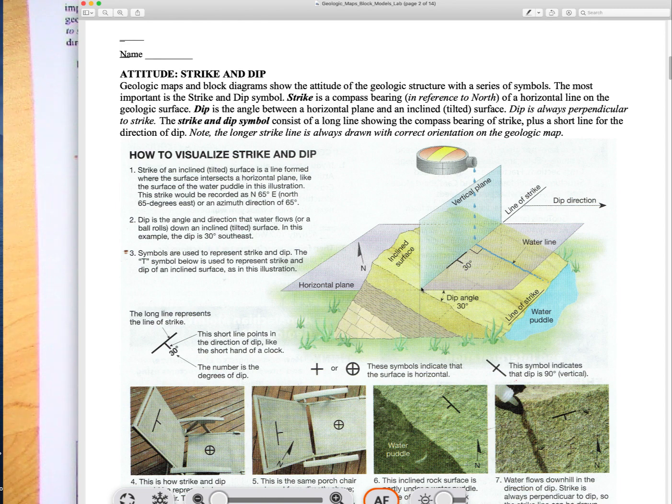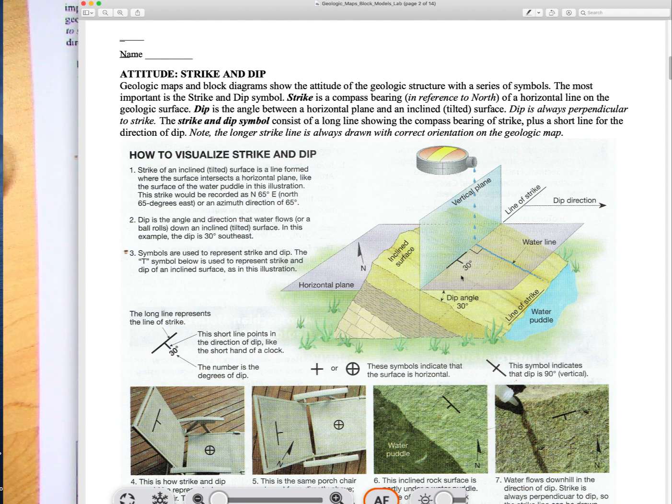And so the strike direction is a horizontal line. Here we have the water kind of ponding up against this formation, and that's going to be our horizontal line. So that's our strike line. And then you would measure it in reference to north. In this case, if north is going off this way, then this looks like it's north some degrees toward the east, maybe 45, 50 degrees, right? And here they have 65 degrees. So you would measure that with your protractor. That's one of the things you'll need for this lab.